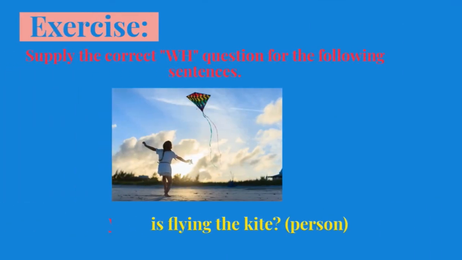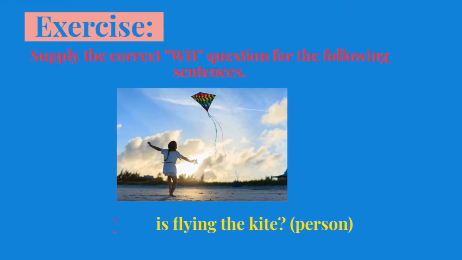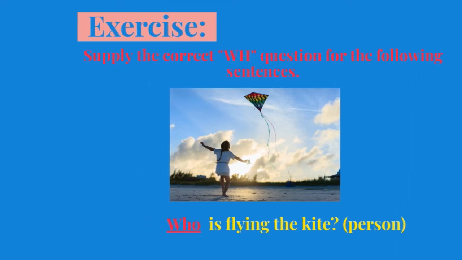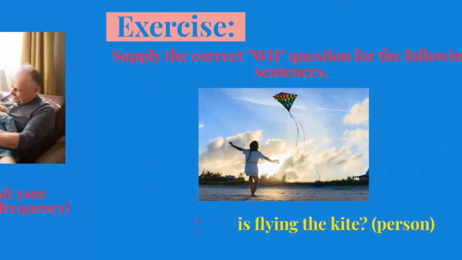And now, let's do exercise. Supply the correct WH question for the following sentences. Blank is flying the kite. It asks about person. So, the answer is who. Who is flying the kite?